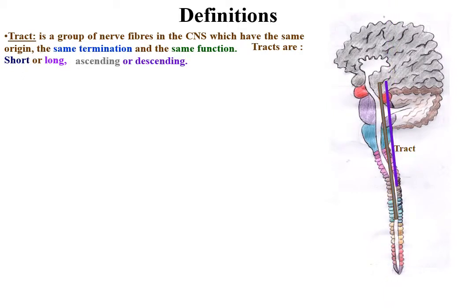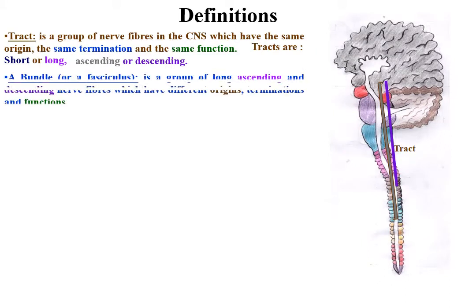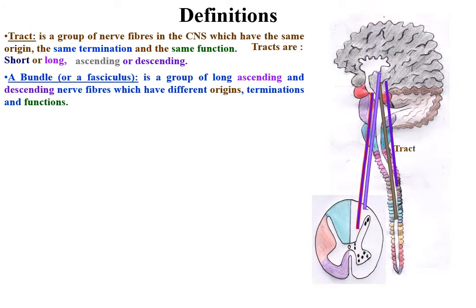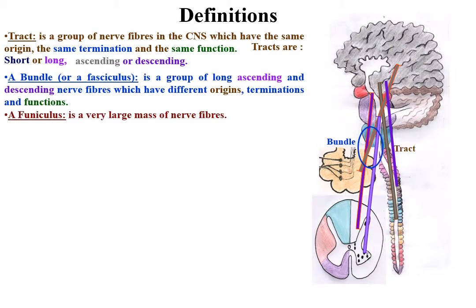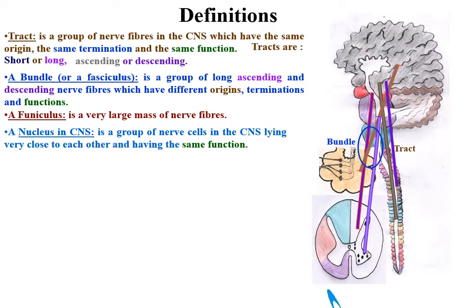A bundle or fasciculus is a group of long ascending and descending nerve fibers which have different origins, terminations, and functions. A funiculus is a very large mass of nerve fibers. A nucleus in the central nervous system is a group of nerve cells in the central nervous system lying very close to each other and having the same function.